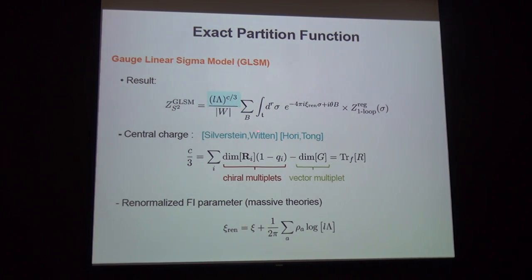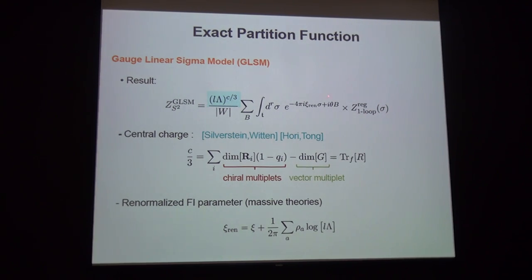The dimension of the representation R of the chiral multiplet times 1 minus Q, where Q is the U(1)_R charge of this chiral multiplet, minus the dimension of the gauge group. And this formula can be nicely summarized into the simple form, which is a trace of R, where R is the vector U(1)_R charge, where the trace is performed over all the Fermi multiplets. And this formula perfectly agrees with what Silverstein and Witten and Hori and Tong obtained about 10 years ago.